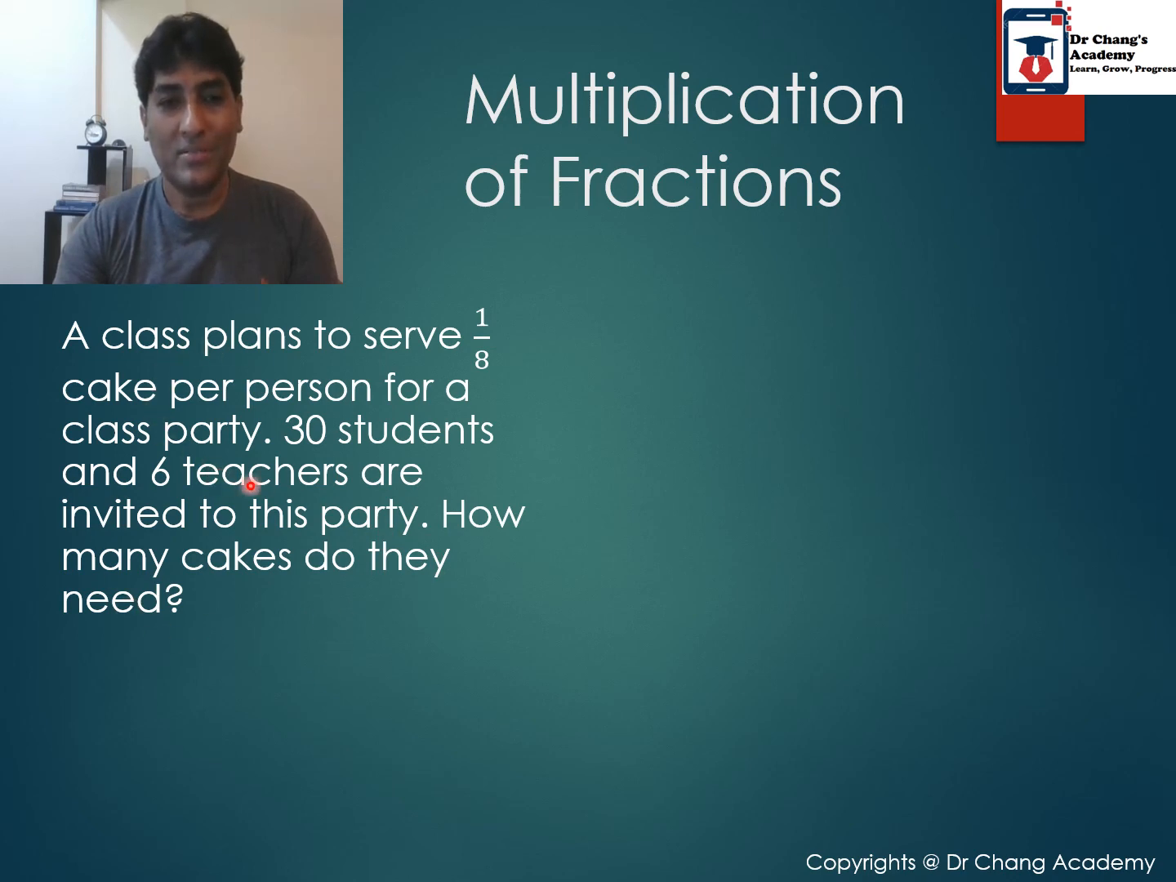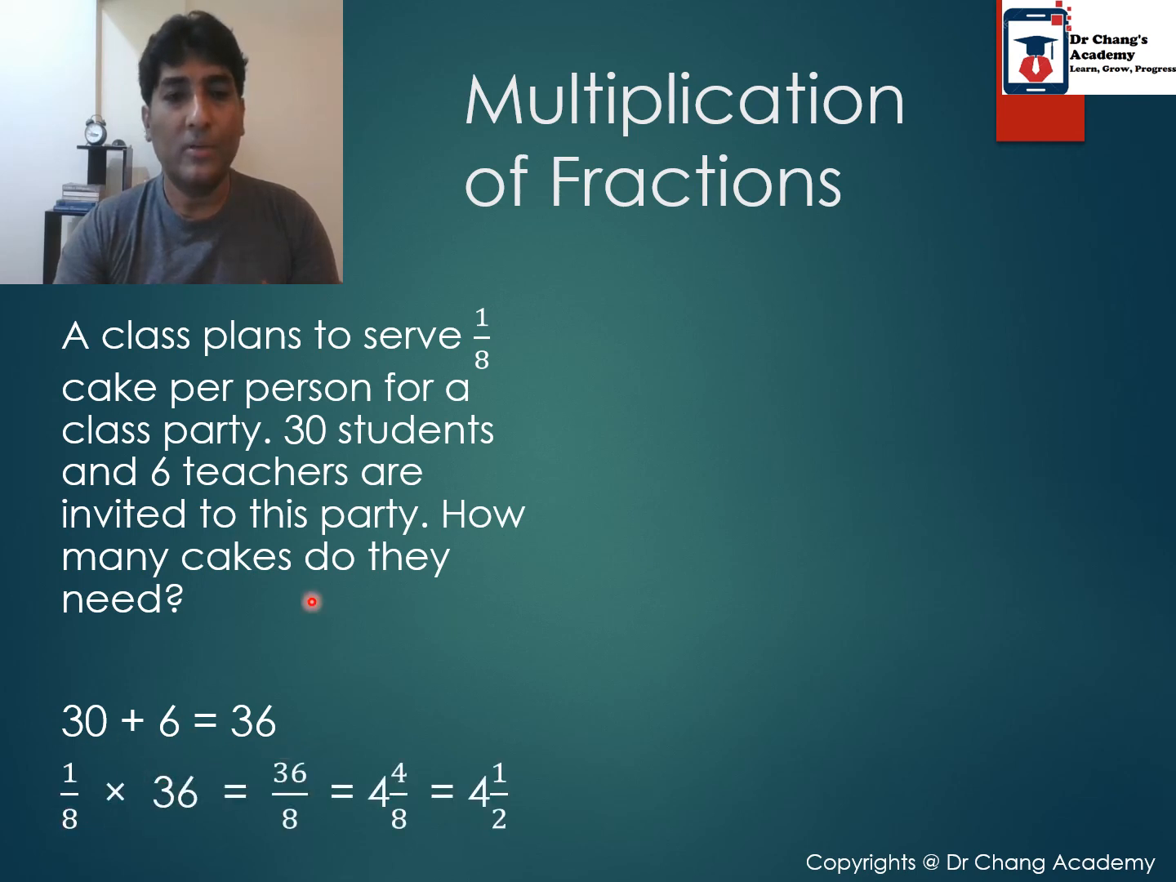So the class has 30 students, 6 teachers are also invited, and they have planned to serve 1/8 cake per person, apart from maybe other food. So first we calculate the number of people attending this party: 30 students plus 6 teachers, 36. And because they are going to serve 1/8 of a cake, we multiply 1/8 by 36. In other words, we are saying 1/8, 36 times, because they will serve 1/8 cake to 36 people. So they will need 1/8 of a cake 36 times.